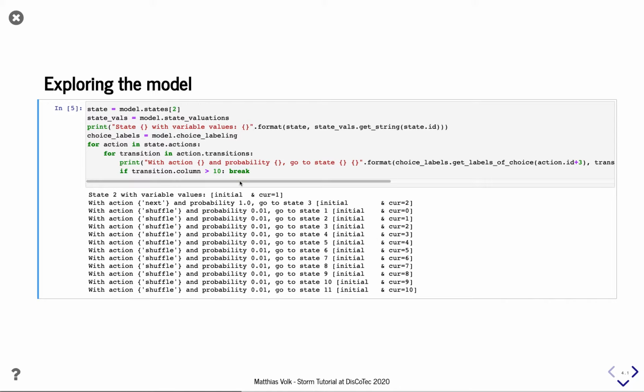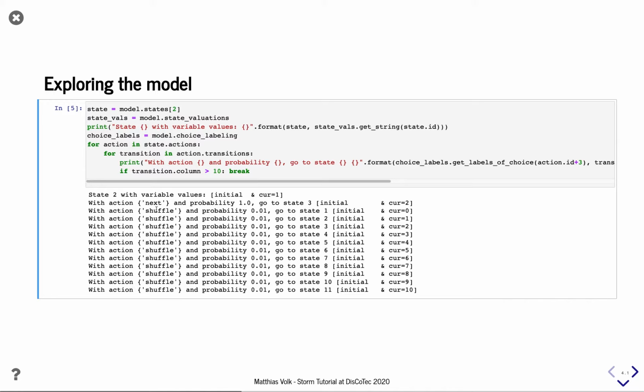So that is our state, and then we can see what kind of possibilities we have from this state. And that means we iterate over all the possible actions in this state. And for all actions, we iterate over all the probabilities, over all the transitions which belong to this action. And then we can output them here, and we see we have one action next, where with probability 1, we go to state 3, and we can see that this is represented by the current position at song number 2. That means from song number 1, with the next button, we go to song number 2. That's the one choice we have.